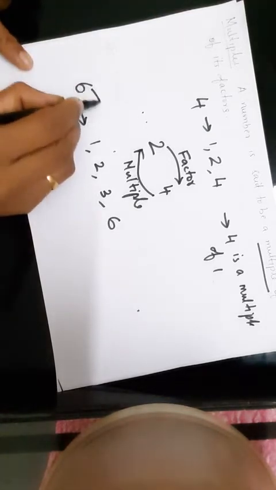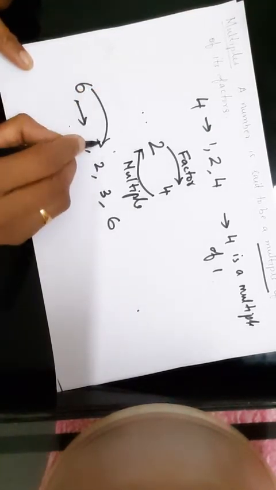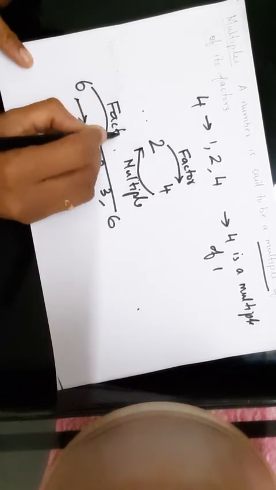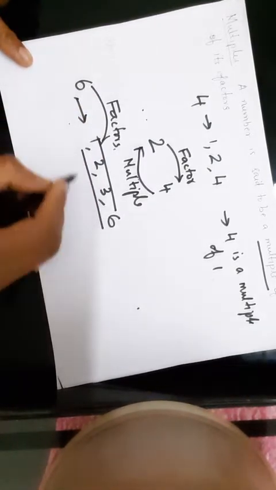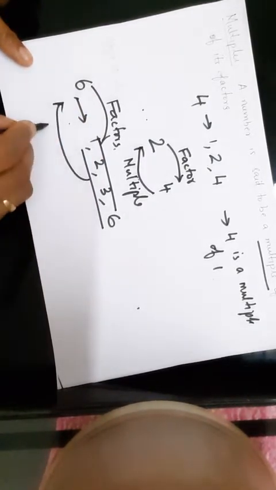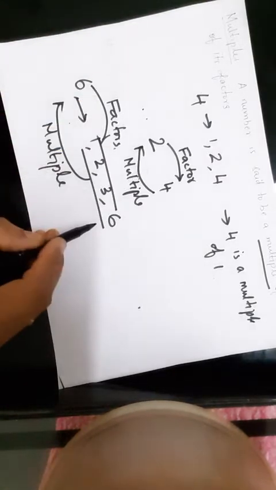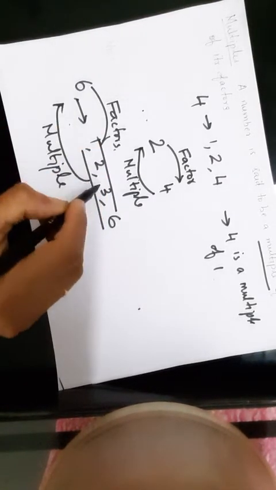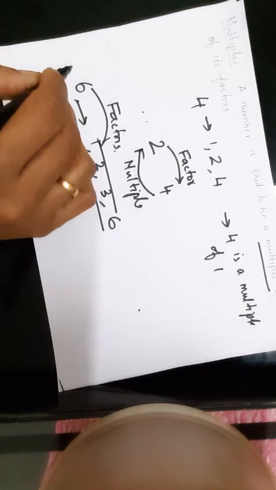So this side all are factors, and this side is multiples. So this is the relation between factor and multiple.